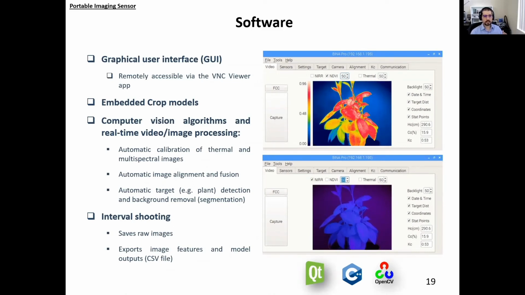So it's capable of doing automatic calibration of thermal and multispectral images, automatic image alignment and fusion, automatic target detection, and background removal or segmentation. You can use the imager in a manual mode, or you can do interval shooting by programming the imager to take images on its own. And if you do that, it would save raw images, and also export image features and models into a CSV file.